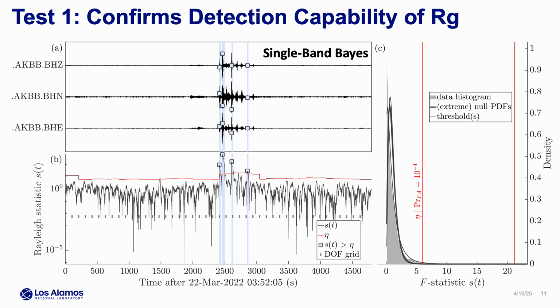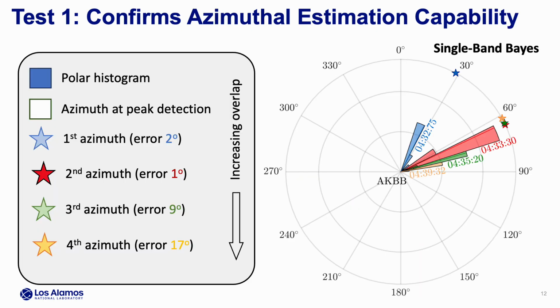The detections that exceed the threshold also correspond to estimates for the source azimuth. And here are those estimates. The stars on the rightmost plot are cataloged source azimuths. The polar histograms show the azimuths that our algorithm automatically estimates.